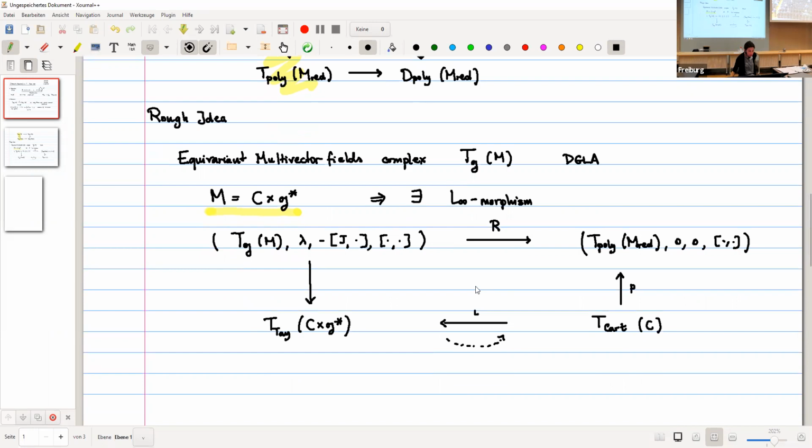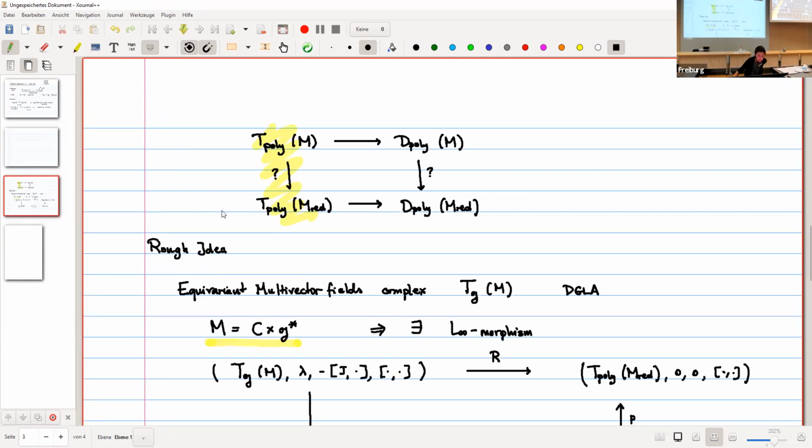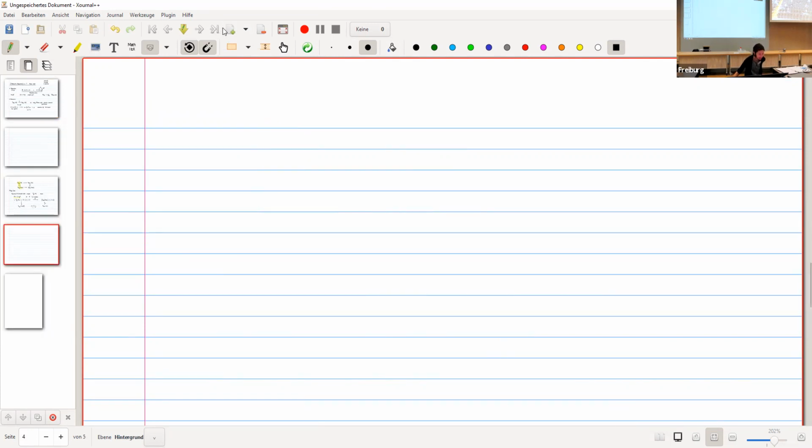Okie dokie. So now let me. No, this was not the position I want. Sorry. Better. Okay. So let's start with some more details about the equivariant complex.